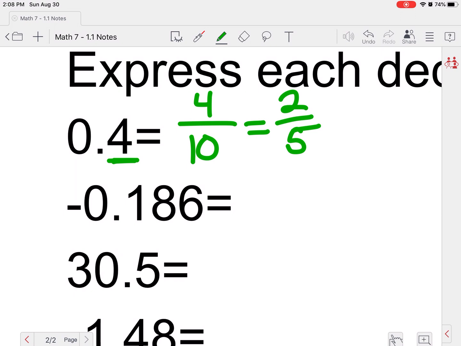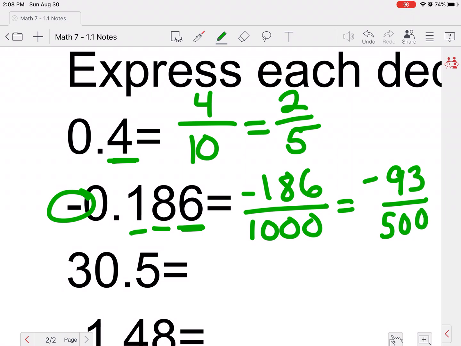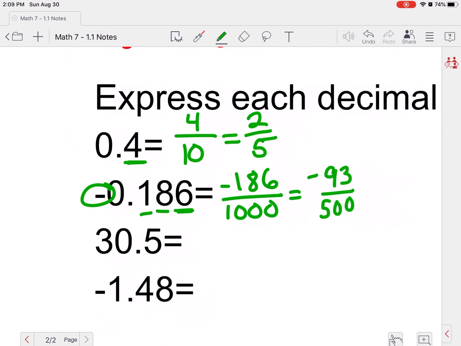Same thing with this next one. I'm going to look at my place value: tenths, hundredths, thousandths. So I know my denominator is going to be 1,000, and I'm going to put 186 in the numerator. Just make sure you carry that negative along for the ride here. Since they're both even numbers, I can reduce them. I know 2 is going to go into 186, and the negative is just going to come along for the ride. 186 divided by 2 is 93. If we need to do that math off to the side, we can. And 1,000 divided by 2 would be 500. And 500 is not divisible by 3, so it looks like we're completely reduced. So we can call that our rational number.